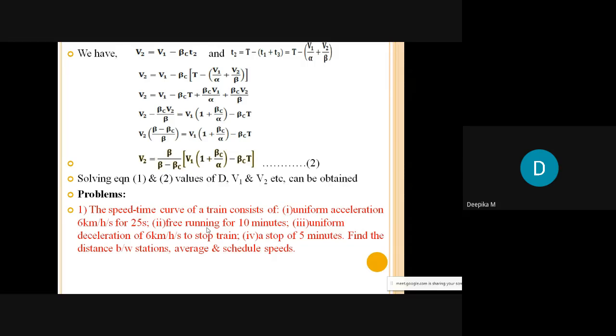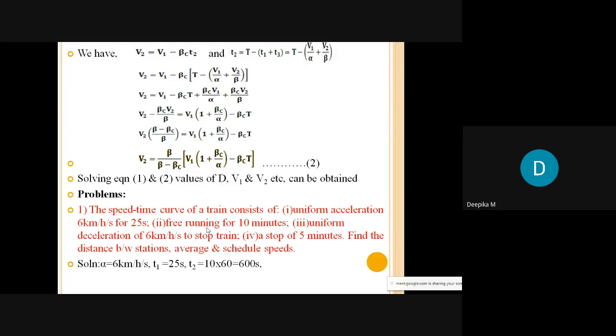If we look at this problem, this is the speed time curve data given for a train. The uniform acceleration and the acceleration period are given, the free running period is given, the uniform deceleration is given, and the stop time is also given, but we have to calculate the distance between the stations and their average speed and the scheduled speed.